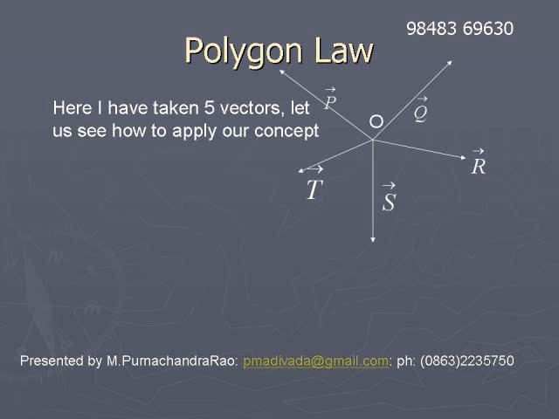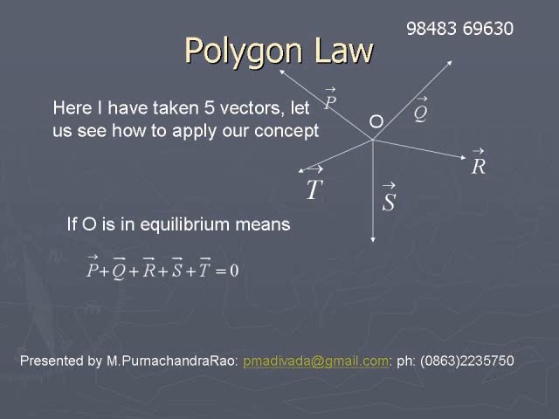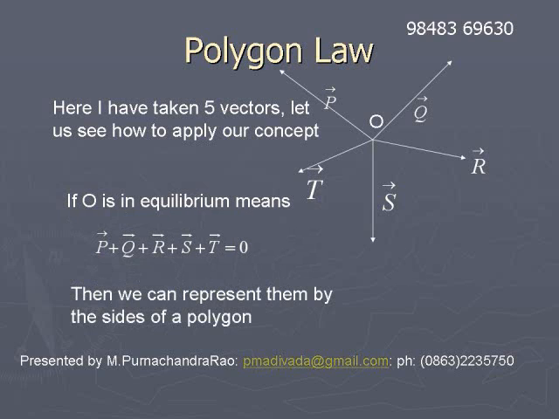Polygon law. Here I have taken 5 vectors. Let us see how to apply our concept. If O is in equilibrium, means p bar plus q bar plus r bar plus s bar plus t bar is equal to 0, then we can represent these 5 vectors by the sides of a regular polygon.